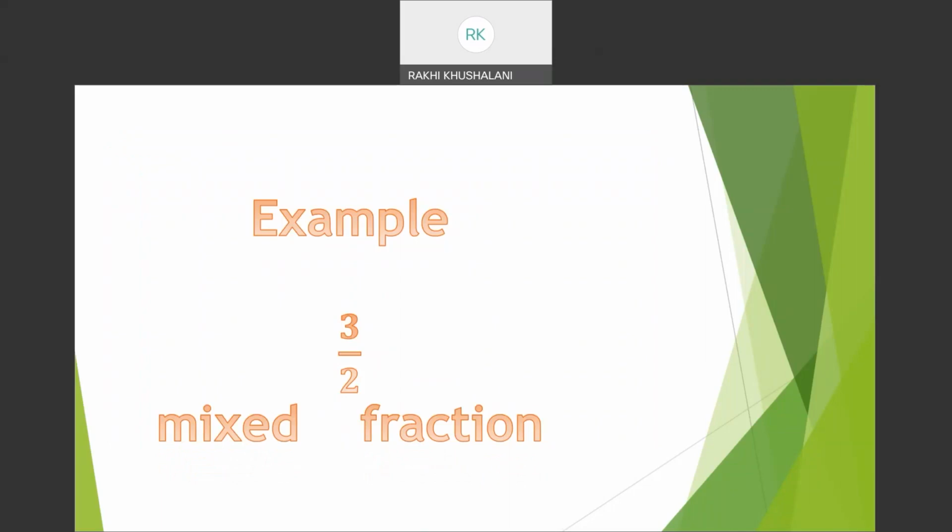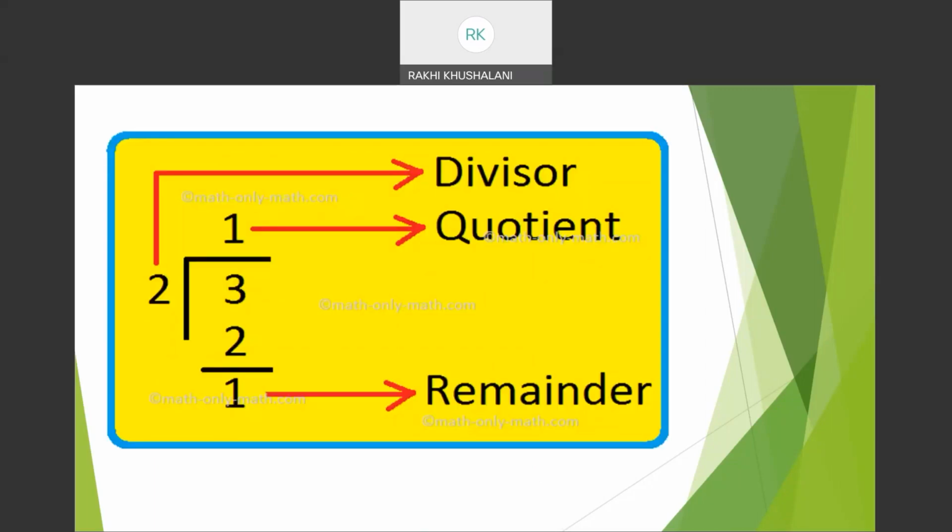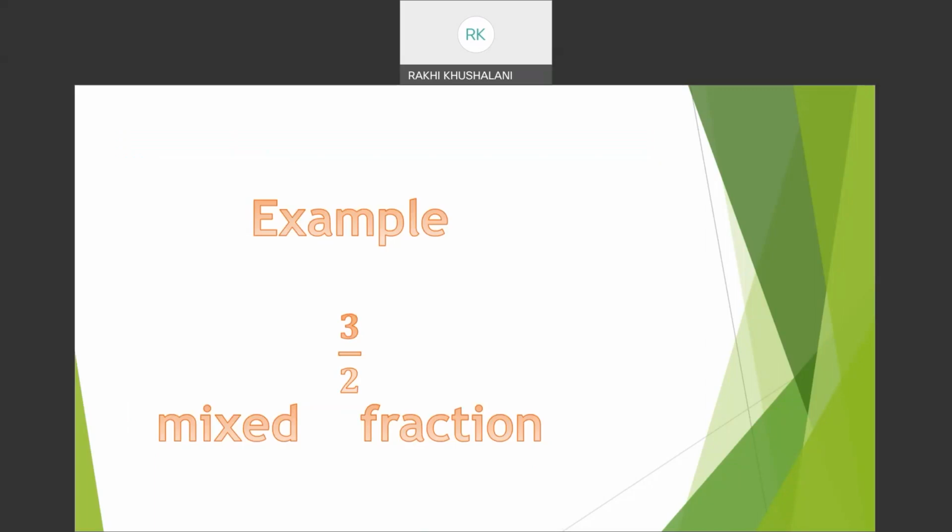Now, how do we convert this improper fraction, that is 3 by 2, into a mixed numeral or mixed fraction? Okay, how do we convert? This is an improper fraction and I am going to convert it to a mixed fraction. Okay, how do we do it?